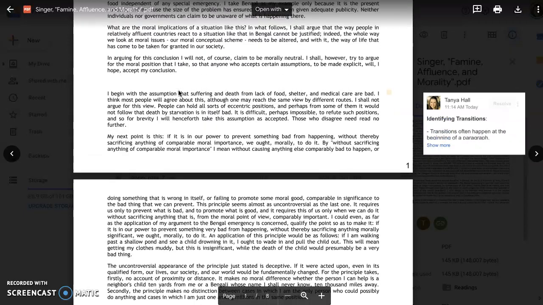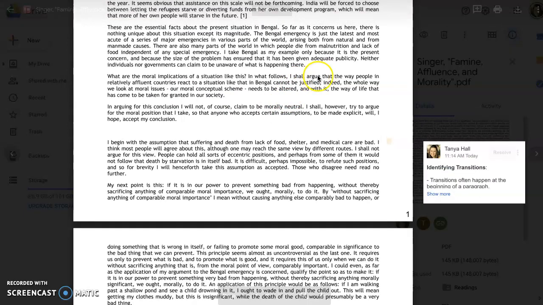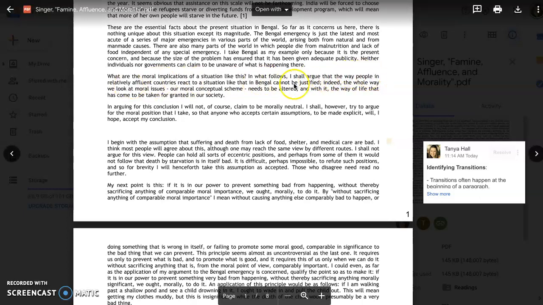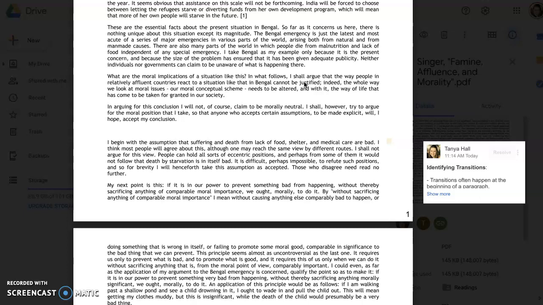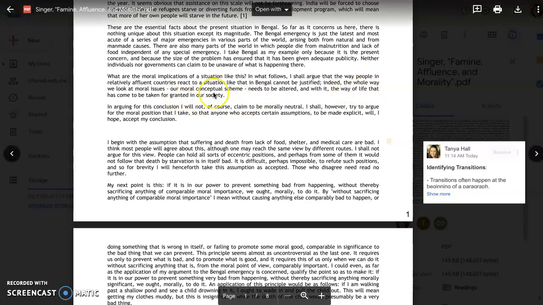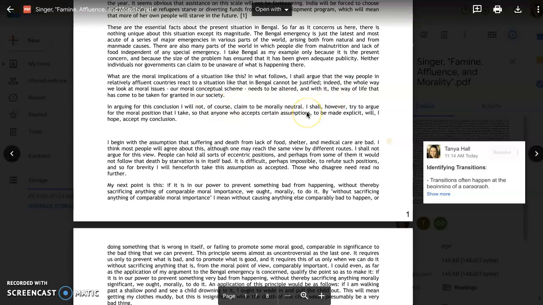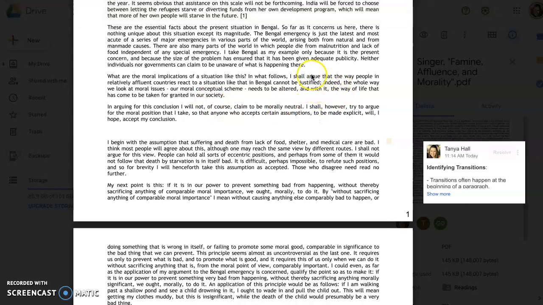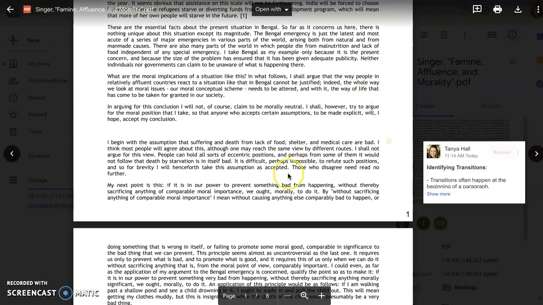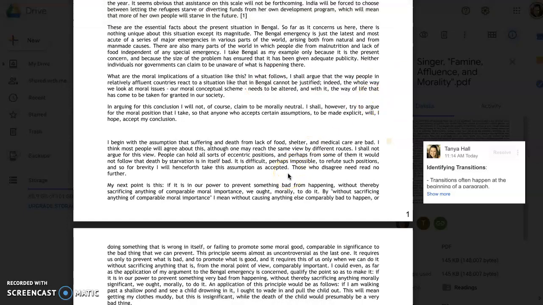Go back to the main claim here. I shall argue, well, we have established this claim, if his argument is sound, as he recognizes, and then there's this elaboration. Indeed, the whole way we look at moral issues, our conceptual scheme needs to be altered, and with it, the way of life that we have come to take for granted in our society. So this looks like maybe this isn't the main claim, but there's another main claim or something really important that's implied by this claim that is now being argued for. So maybe we have a 2-part main claim here.